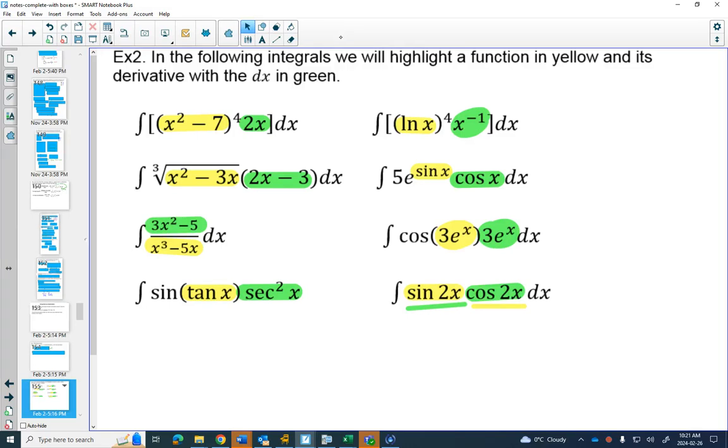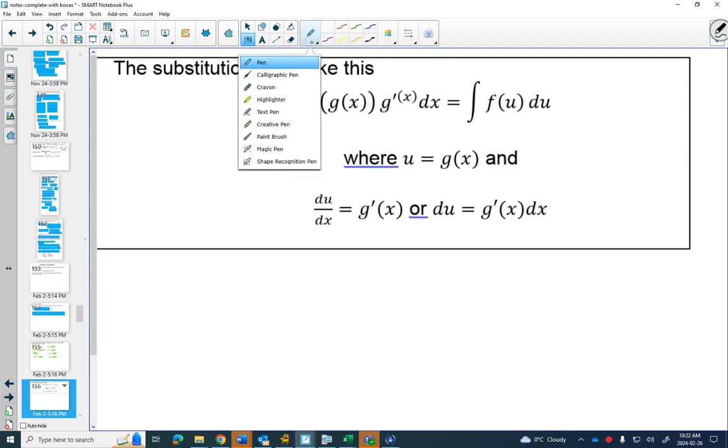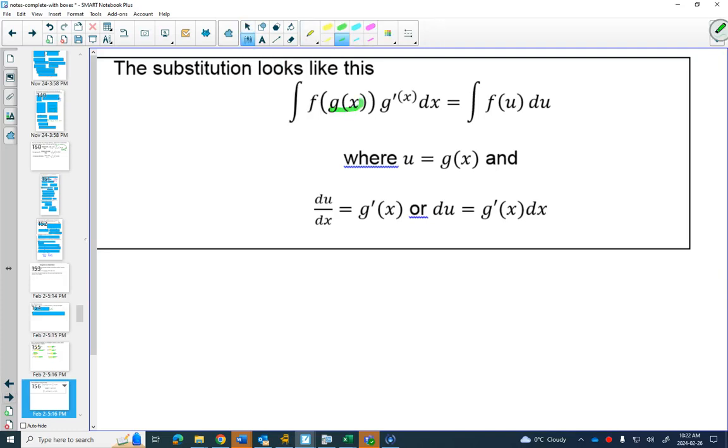So what does substitution look like? And sorry, this is on half of the bottom of your page and then the top of the next page. If you have a function inside, I'm going to color code this the same as we coded everything else. If I have a function inside another function, and I notice that its derivative is present, again, we use u, we get the following, okay?